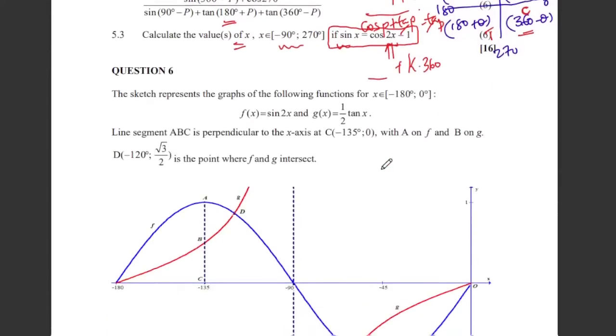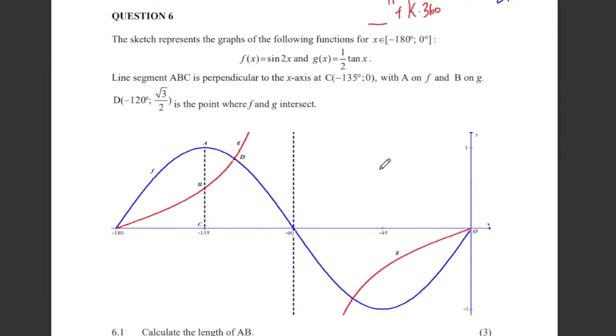Okay, I'll look at question 6, which is to do with the functions. Remember, with the functions, I need to know what the domain is. That is the x values. In this case, we're going to be talking about degrees. And then the range, those are y values.